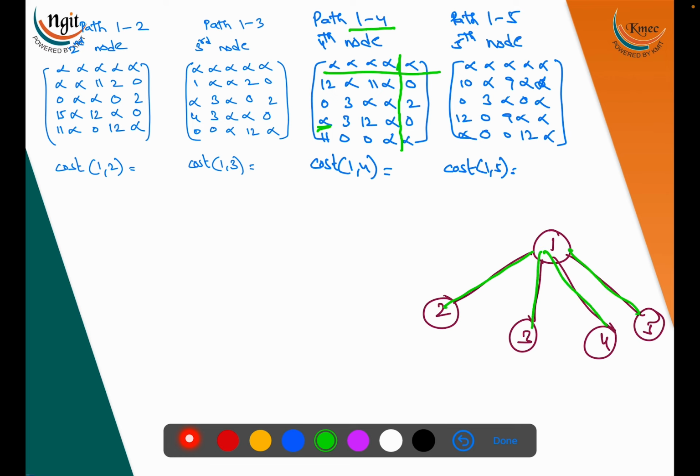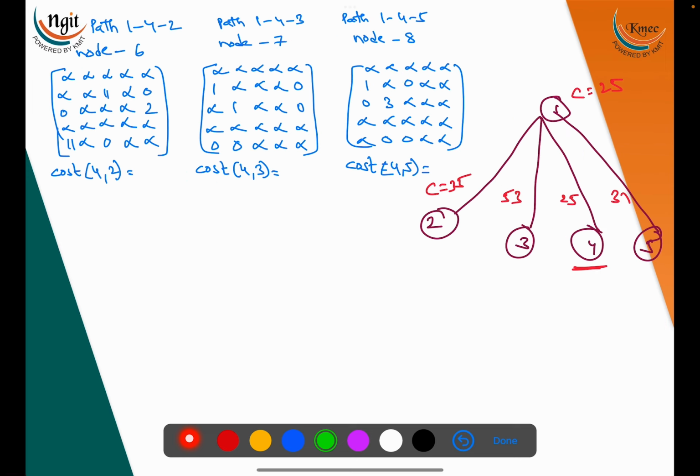After you get all these costs, whichever cost is minimum, that path is going to be explored. So among these, what is the minimum? 25 is the minimum. Now again we are going to explore from 4. The tour has already been completed from 1 to 4. Now what do you have to complete? 1 to 4 is finished. Now he can go from 4 to 2.